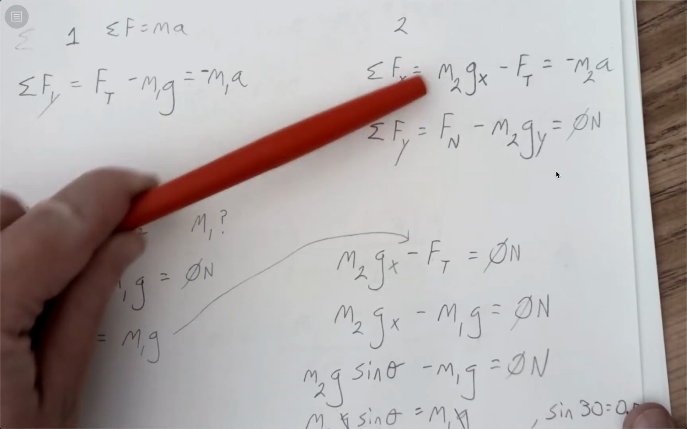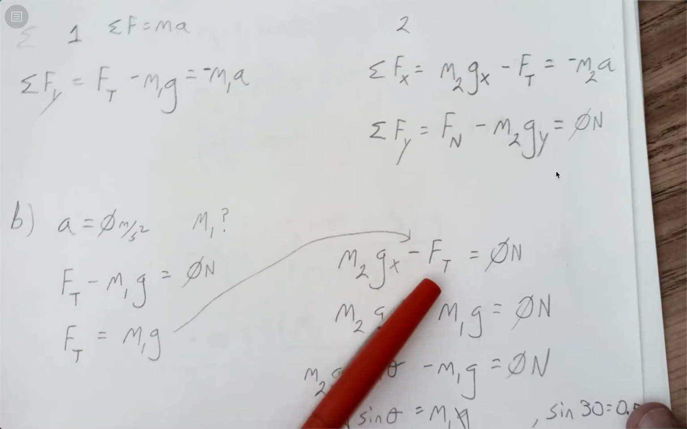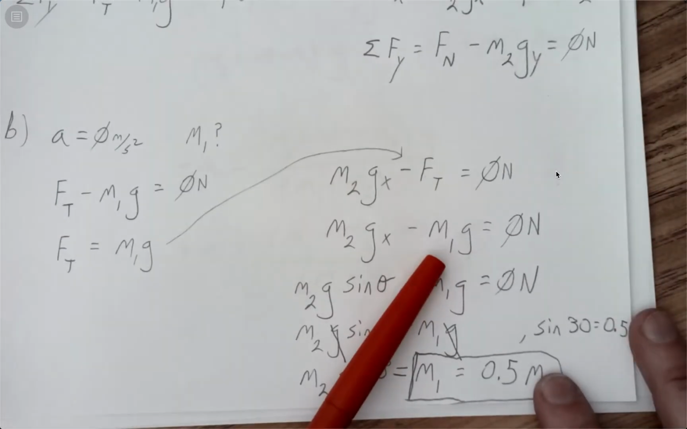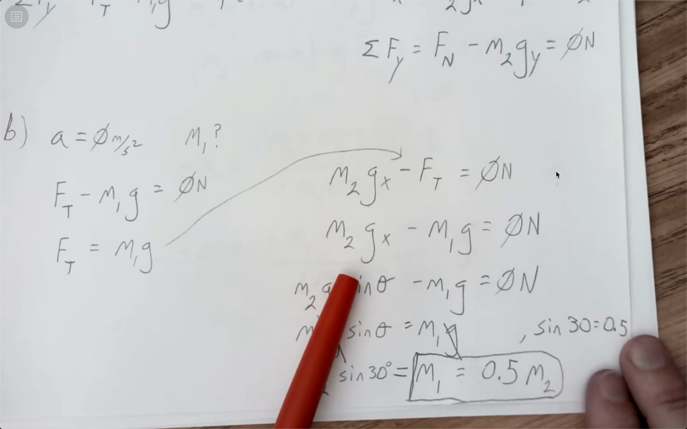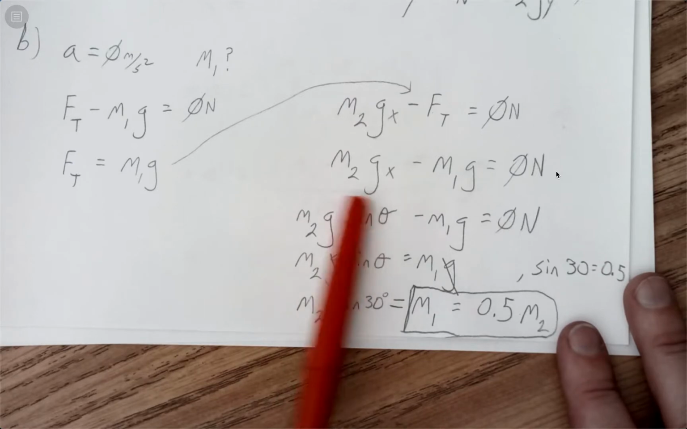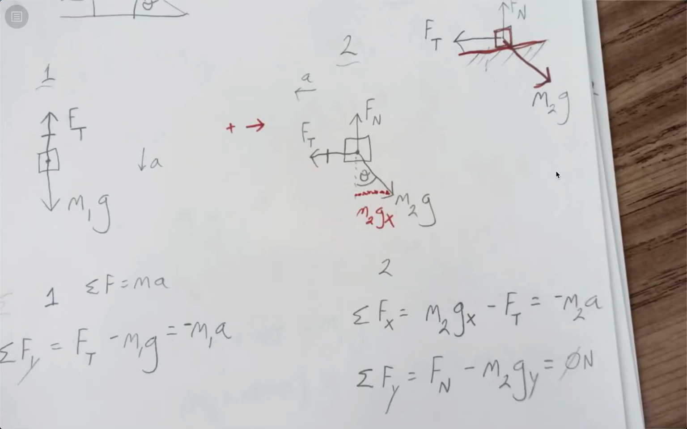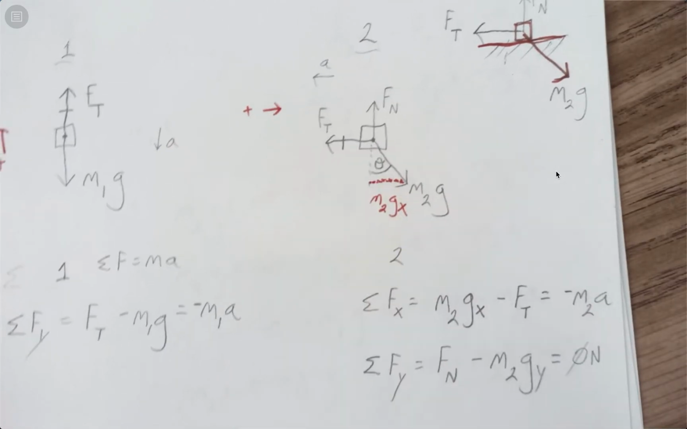I know my m2 times gx minus this tension now is just this, which is m1 times g, is still equal to 0 because the system is not accelerating. So now I can figure out what my mg in the x component is. Well, this is that x component. It's the opposite of that angle, theta.